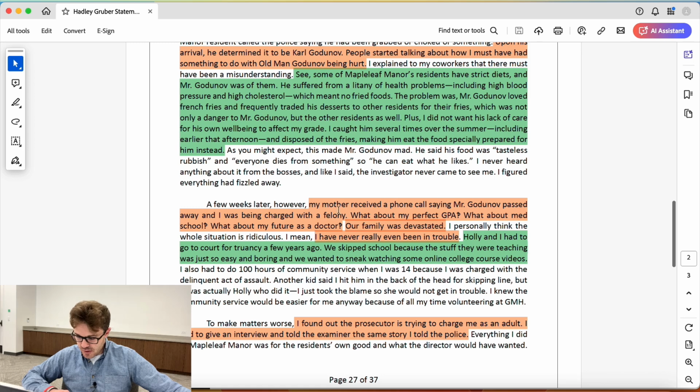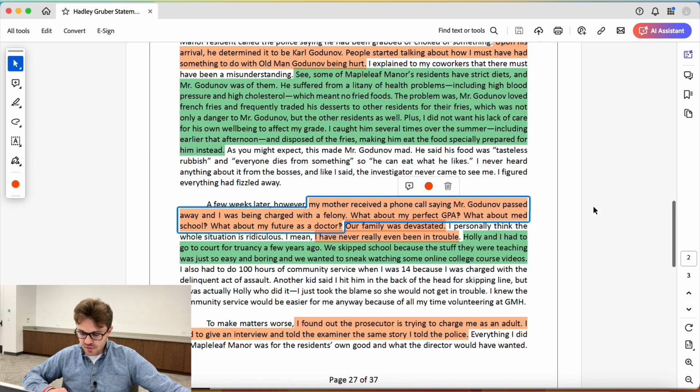That's obviously a very visceral, emotional moment. A few weeks later, my mother received a phone call saying Mr. Goodenow passed away and I was being charged with a felony. What about my perfect GPA? What about med school? What about my future as a doctor? Our family was devastated. Now, again, it sounds a little bit bratty. We don't want to lean into it in that way.